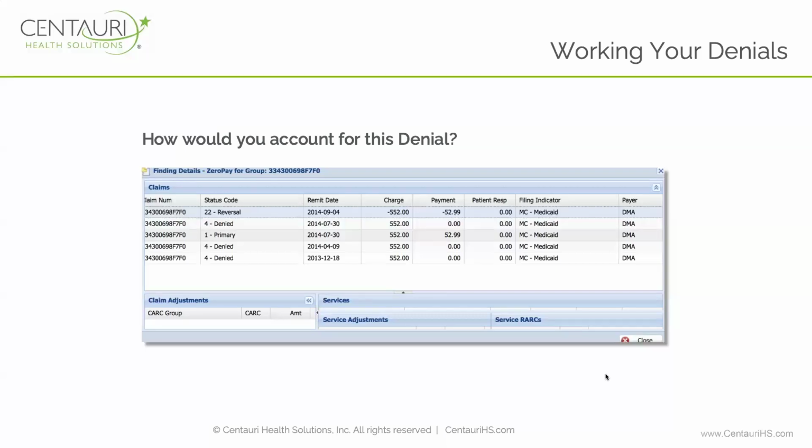Essentially, you get nothing denied the first 2, 4. Then you get a primary payment. You get a charge of $552 and a primary payment for Medicaid of $52.99. Then you get it denied on the same one, and it's taken back 2 months later, or a month and a half later, or whatever it is. So again, this is why we talk about the claim group. That all goes back to one claim number, but it's all the same activity.